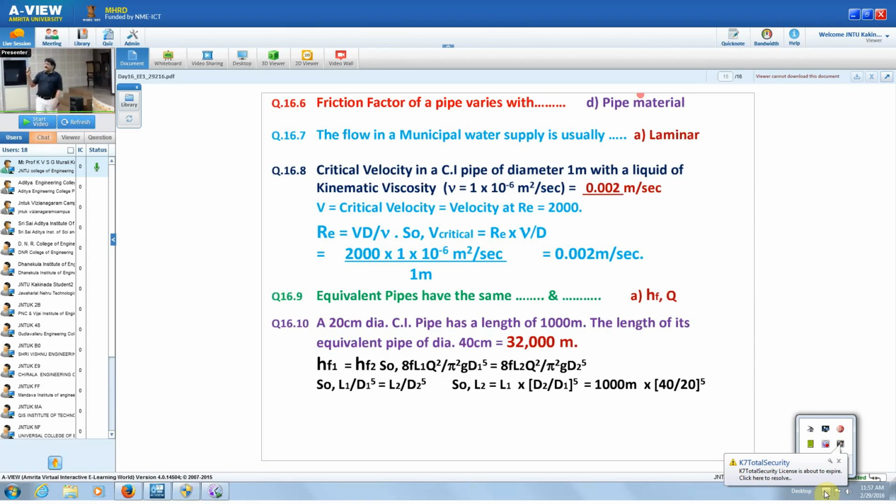I will not ask you at the end of the paper how many questions you are correct. You are your own police. Your conscience is your own police. What is the meaning of the term conscience? Please write the spelling first and then see the meaning.